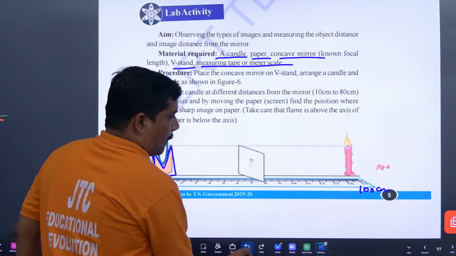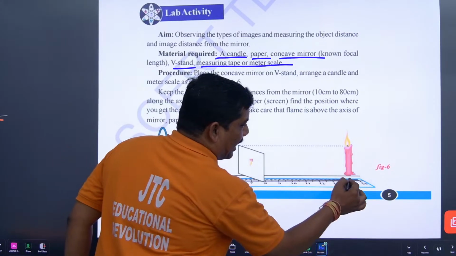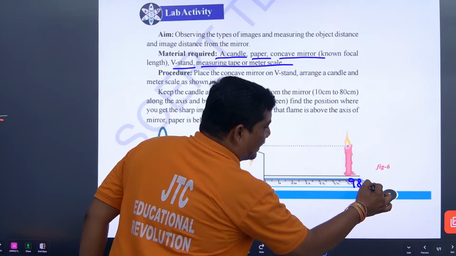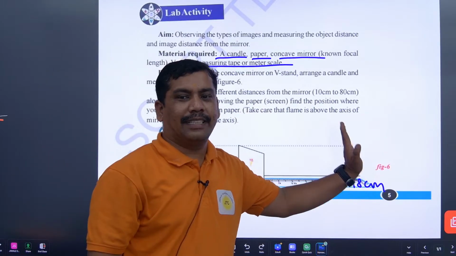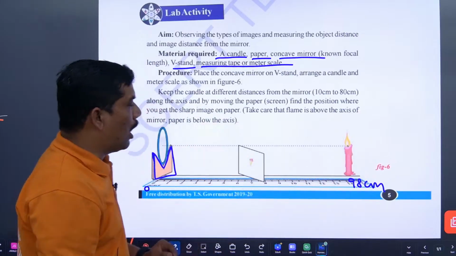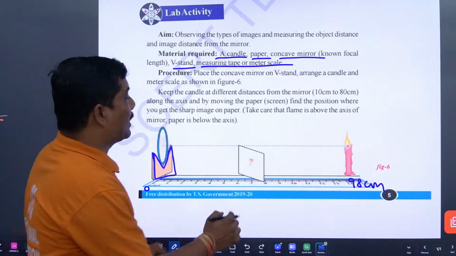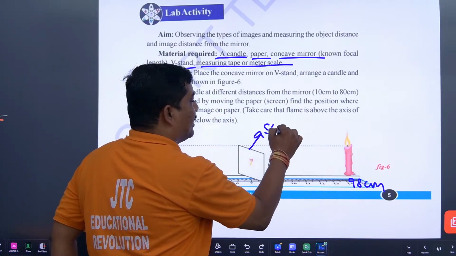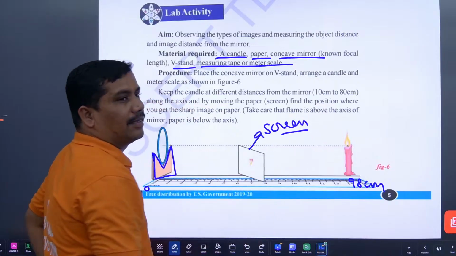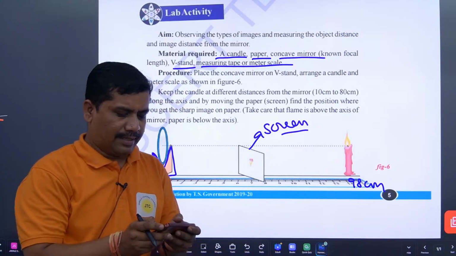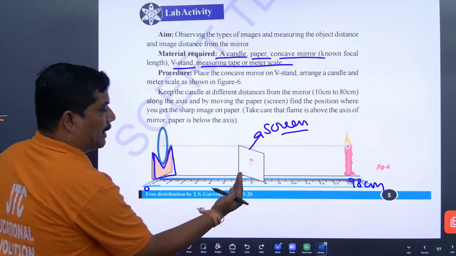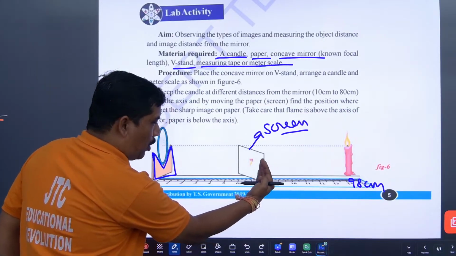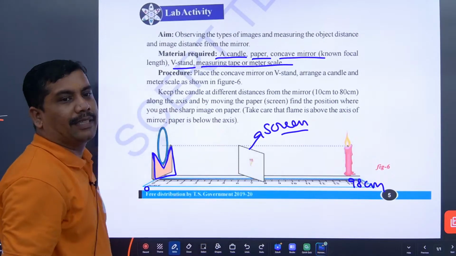So, suppose I'm keeping here, imagine this is 98 centimeter. This is object. So, object I am placing at 98 centimeter. Now, take one paper sheet. Paper sheet will act like a screen. Getting? Paper sheet will act like a screen here. Right.